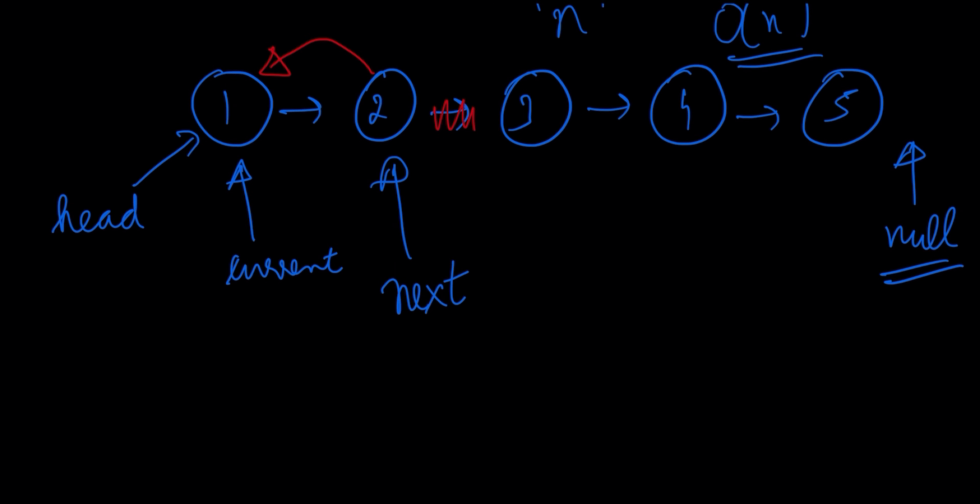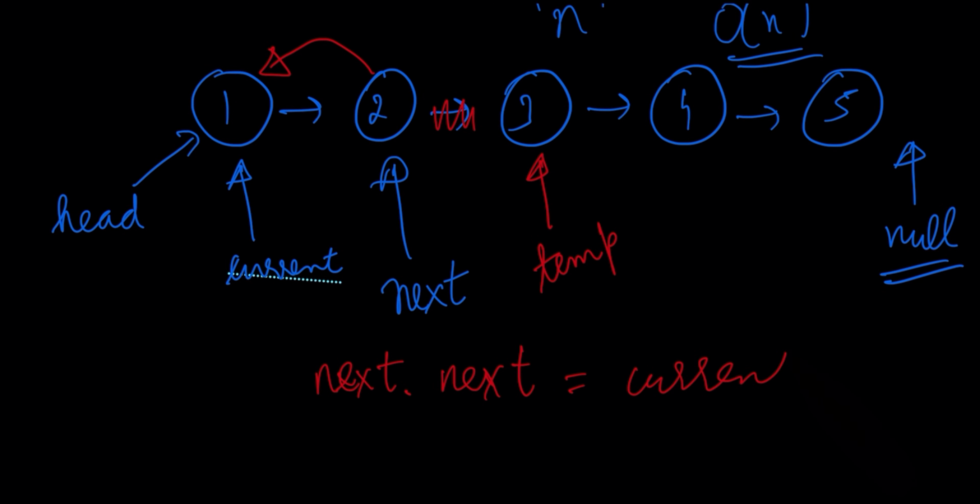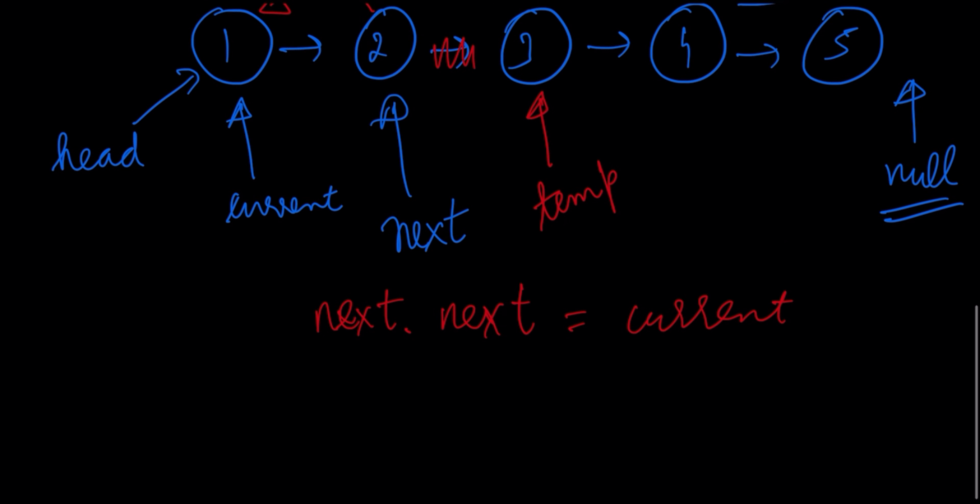And while we update the next pointer of this node 2, we're going to lose the reference to node 3. So to avoid losing that reference, we're going to use another variable temp, so that we don't lose the reference to the node 3. And as we are iterating over the linked list, we mark next dot next equal to current, and once we are done with this, we move on to the next iteration.